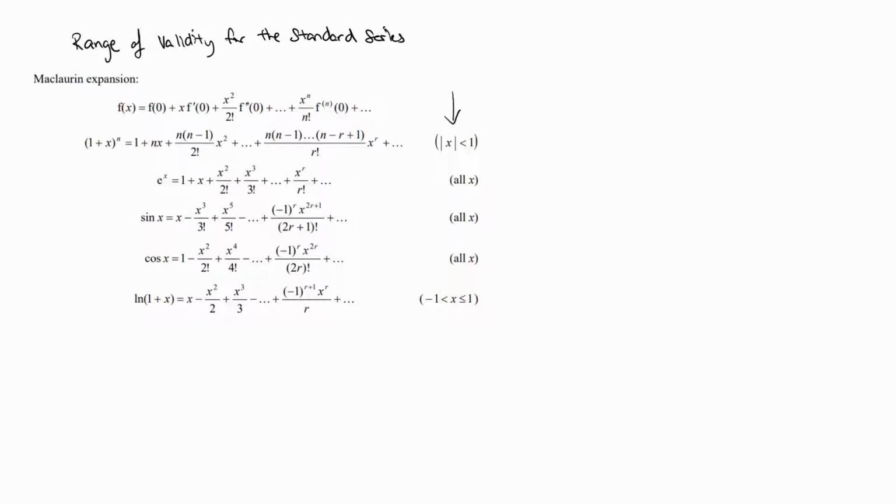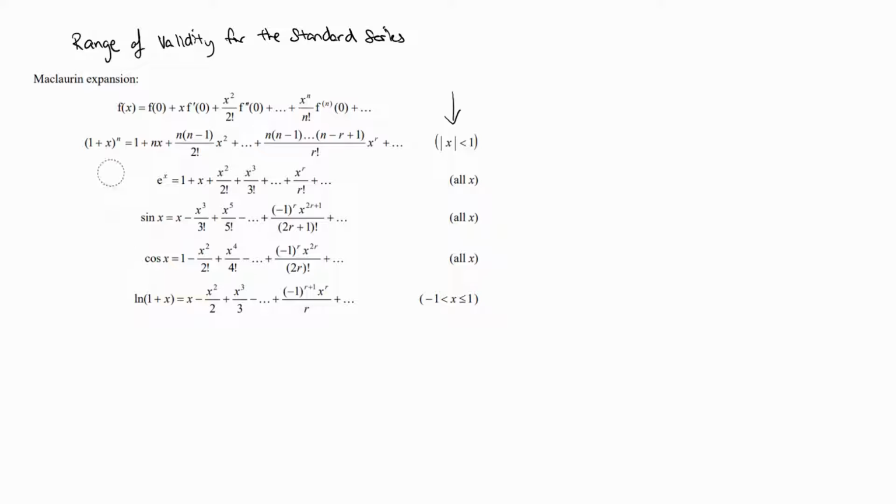For example, let's talk about the easy ones first. For e to the power x, and sine x and cosine x, these three rows can take in any values of x. So it's all real values of x in this case. Usually it's not much of a problem if you are dealing with these three expansions.